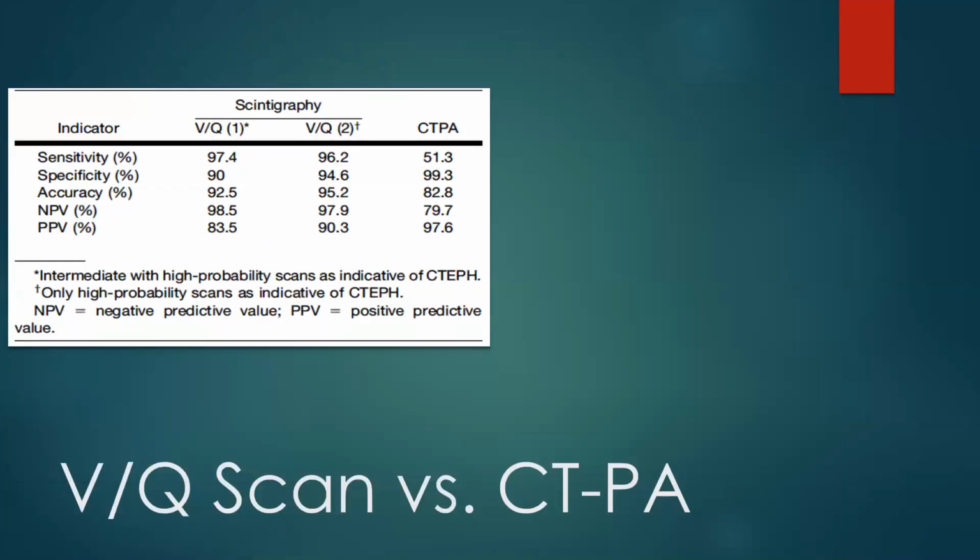So when we think about testing for this, VQ scan is really the best. What I wanted to highlight is how much better the sensitivity of a VQ scan is compared to a CTPA for detecting CTEPH. So clearly a much better measure. However, again, there are mimickers. So if you have a VQ scan that's intermediate to high probability, you're still going to want to follow it up with CT or angiogram and see, is this really CTEPH, CTED, or is there something else causing the obstruction of the vessel?